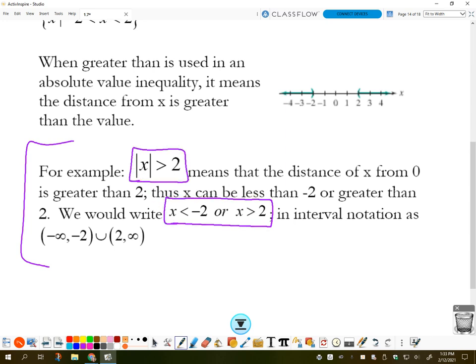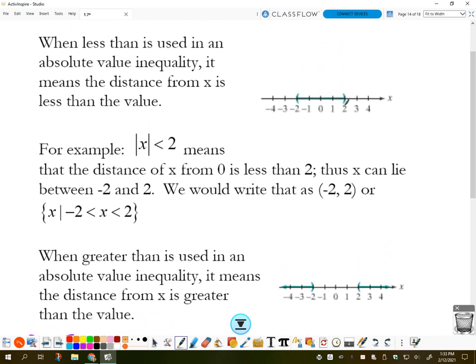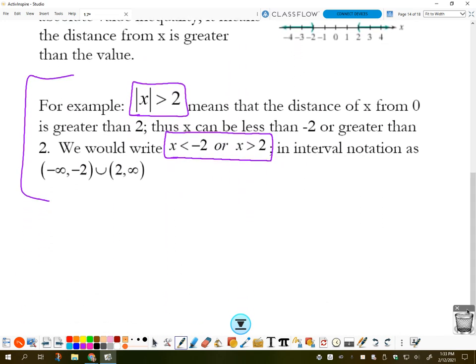What we have to understand is that if it is a greater than in the first place, they're going to run away from each other, like these go out, so it makes it an or. If it starts out a less than, then I'm going to be trapped, so it's an and. All right.